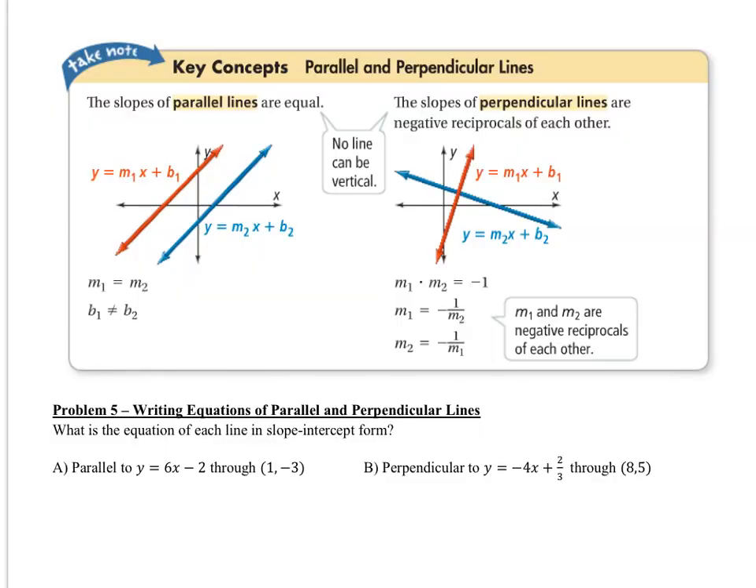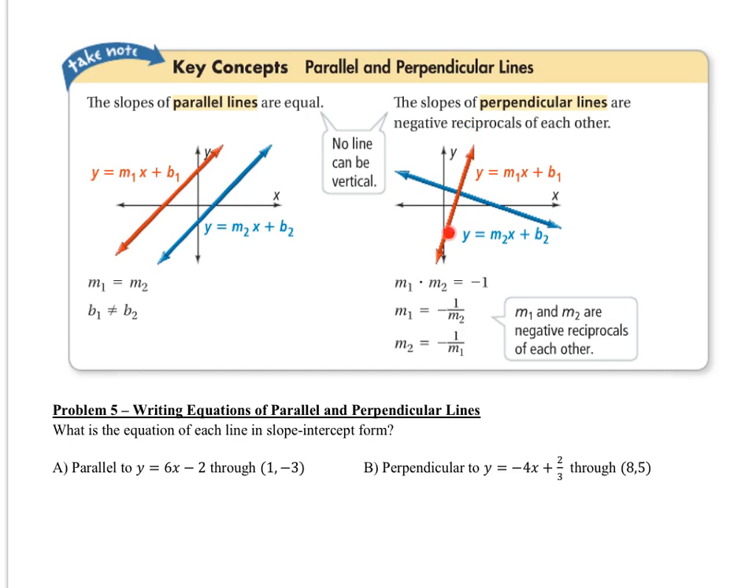Next, we have parallel lines. We have perpendicular lines. Parallel lines, they're never going to cross. They have the exact same slope, but their y-intercepts are different. So that's why they're never going to cross. Perpendicular lines cross and then create that 90 degrees where they cross.